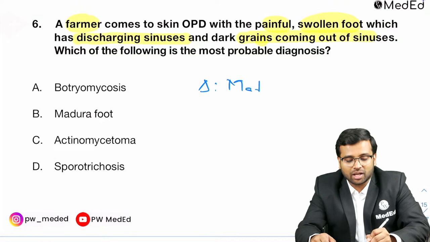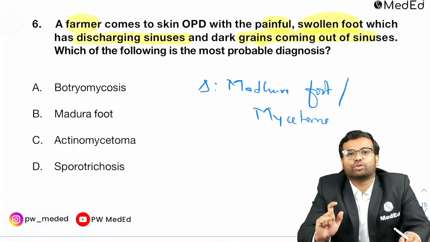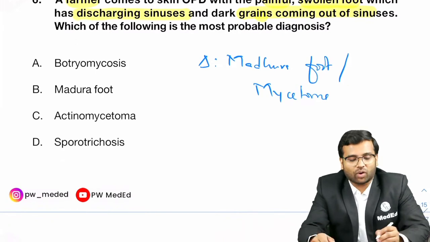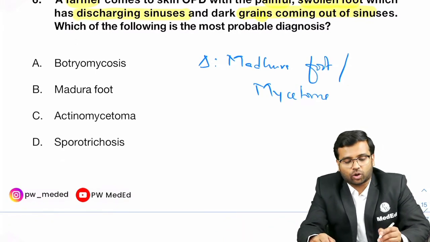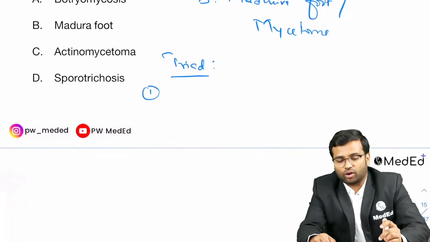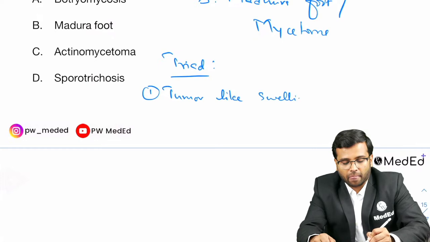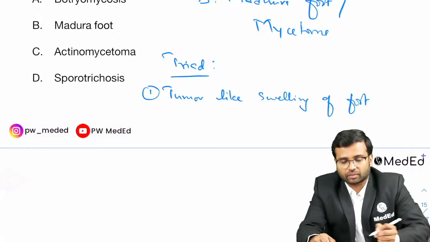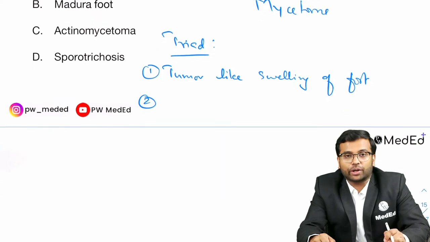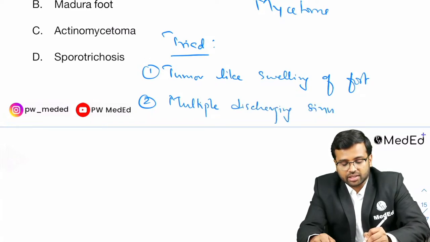This is called Madura foot or mycetoma. What are the components of this triad? The components of this triad are a tumor-like swelling of the foot, isn't it? And there are going to be multiple discharging sinuses.